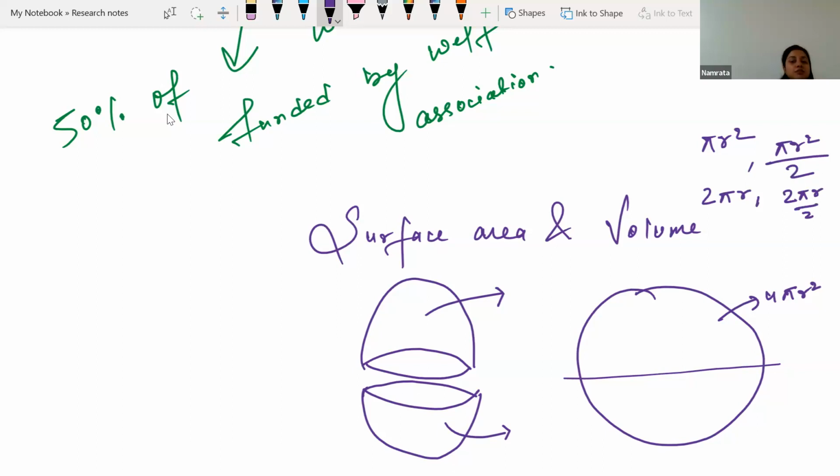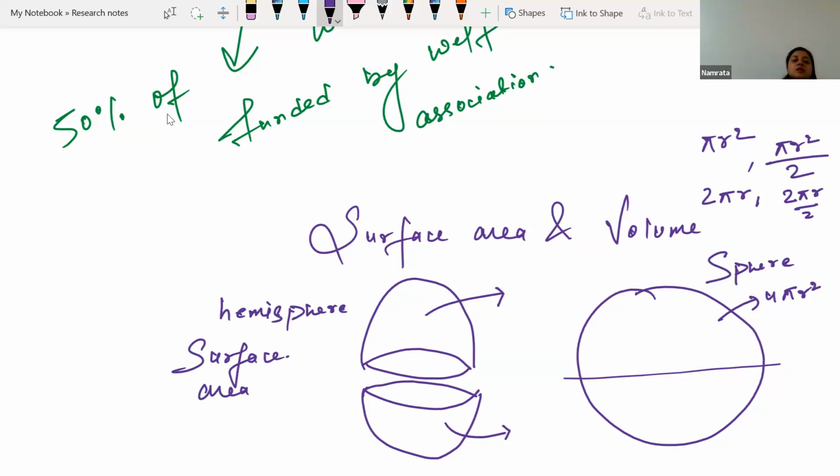Similarly, for the sphere we have this formula, and for the hemisphere, this formula 4 pi r square will just get halved. So the surface area of the hemisphere will be 4 pi r square divided by 2, that is 2 pi r square. This is the formula for the surface area of the hemisphere.